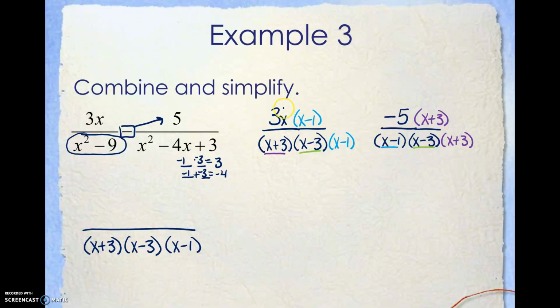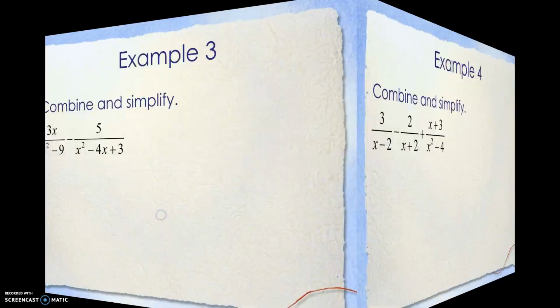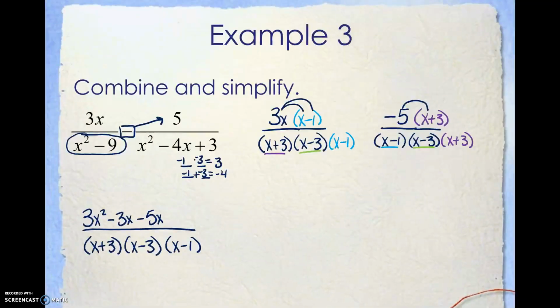Okay, on the top, 3x times x is 3x squared. 3x times negative 1 is negative 3x. From the other fraction, negative 5 times x is negative 5x. Negative 5 times 3 is negative 15. What do you suppose we need to do next?